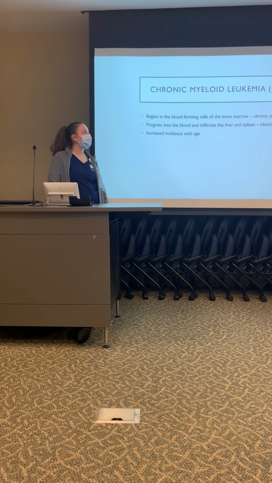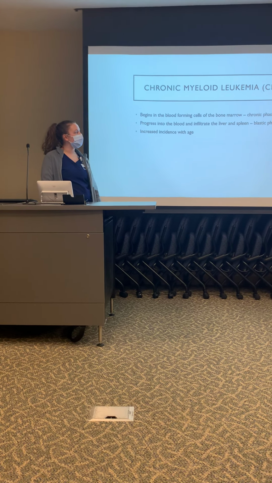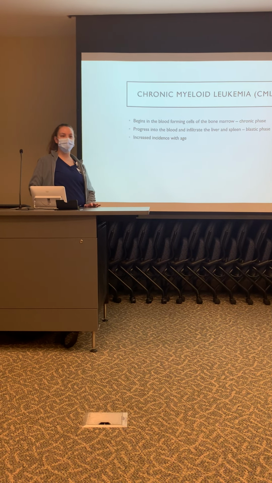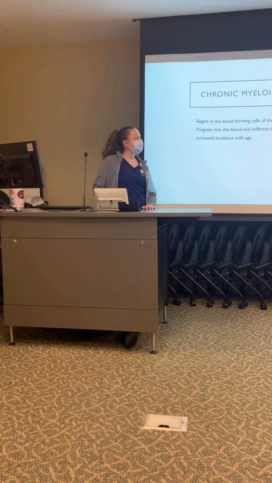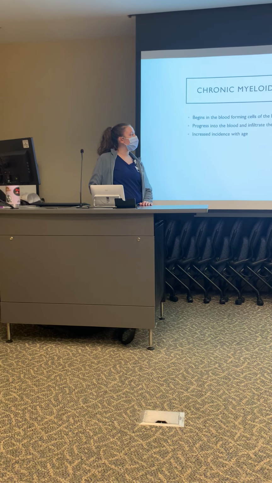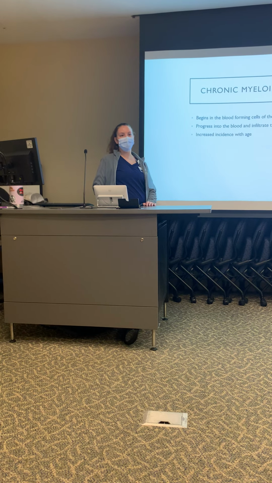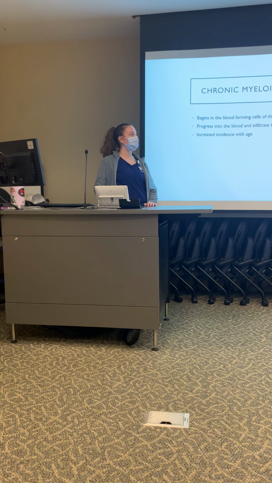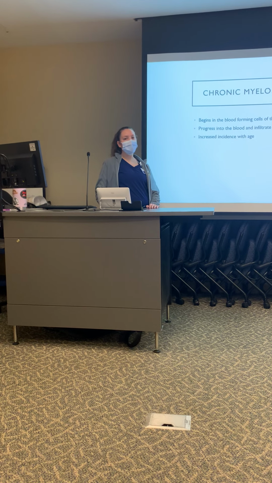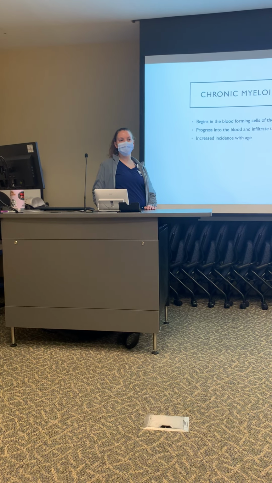Chronic myeloid leukemia begins in the blood-forming cells of the bone marrow, which is the chronic phase. This phase can last for years. The patient will be asymptomatic until they reach the blastic phase, which is where it progresses into the blood and infiltrates the liver and the spleen, and this is where you want to start aggressive treatment. There's an increased incidence with age, particularly over the age of 65.